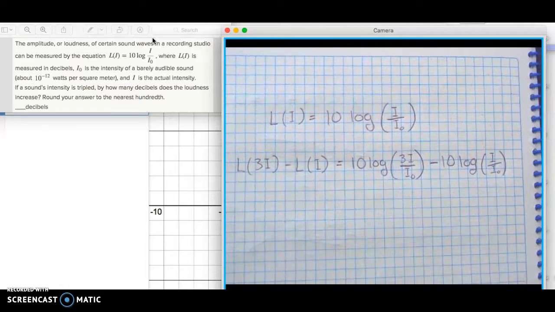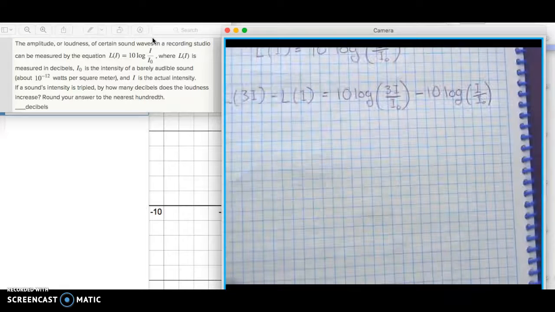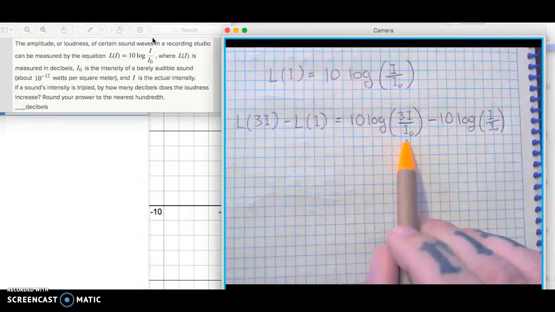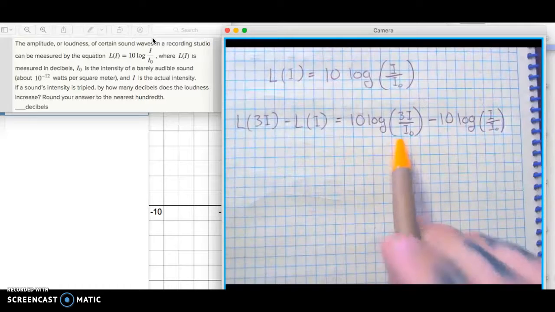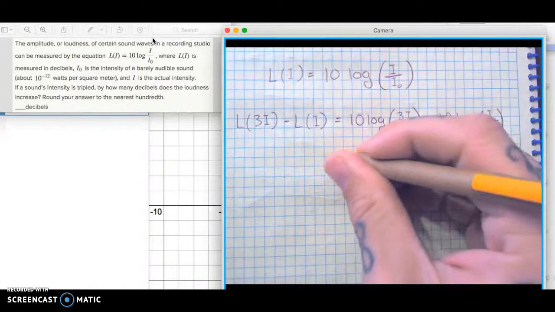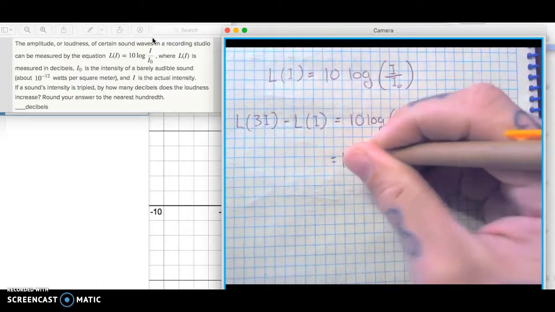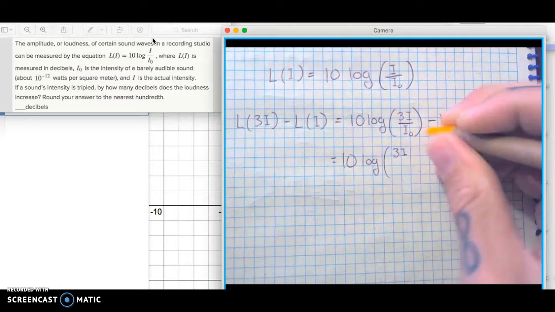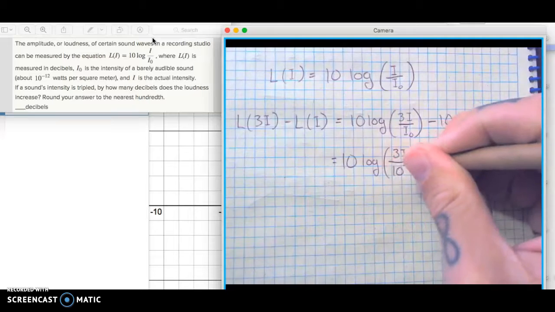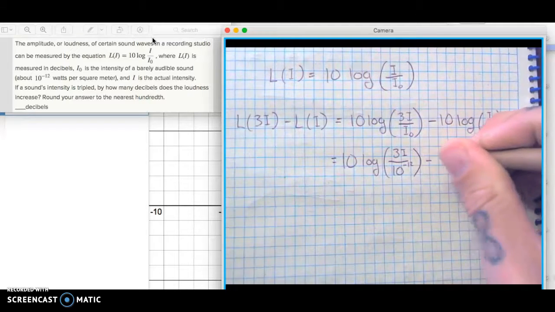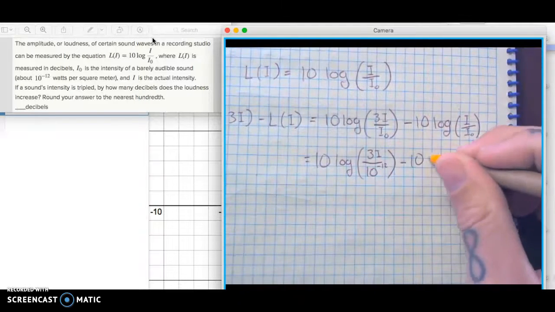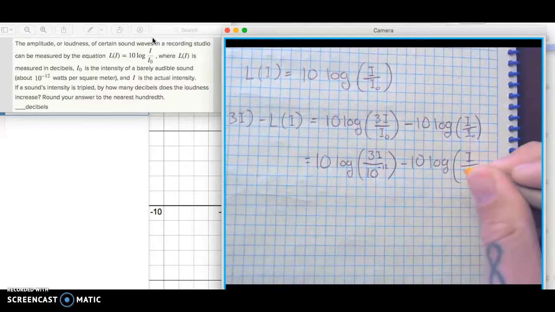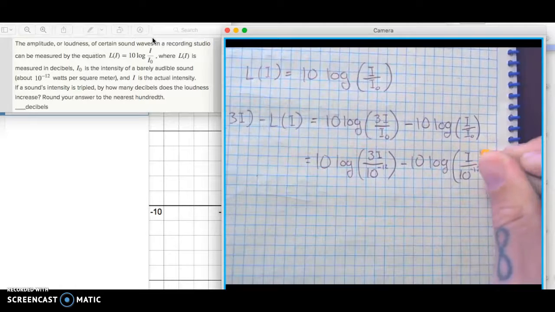Like that. All right. So what we need to do now is substitute the value we do know, which is right here. This is I naught. So this is that human threshold of hearing. So it's 10 to the negative 12. So I'll go ahead and do that. And then we can use the properties of logarithms to figure out this tricky little problem here. So we have 10 log 3I over 10 to the negative 12 minus 10 log I over 10 to the negative 12.